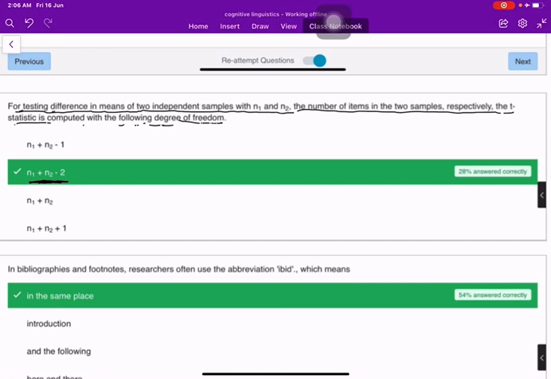So remember this: for testing the difference in means of two independent samples with n1 and n2, the number of items of the two samples, the t statistic is computed with the degree of freedom, which is n1 plus n2 minus 2.